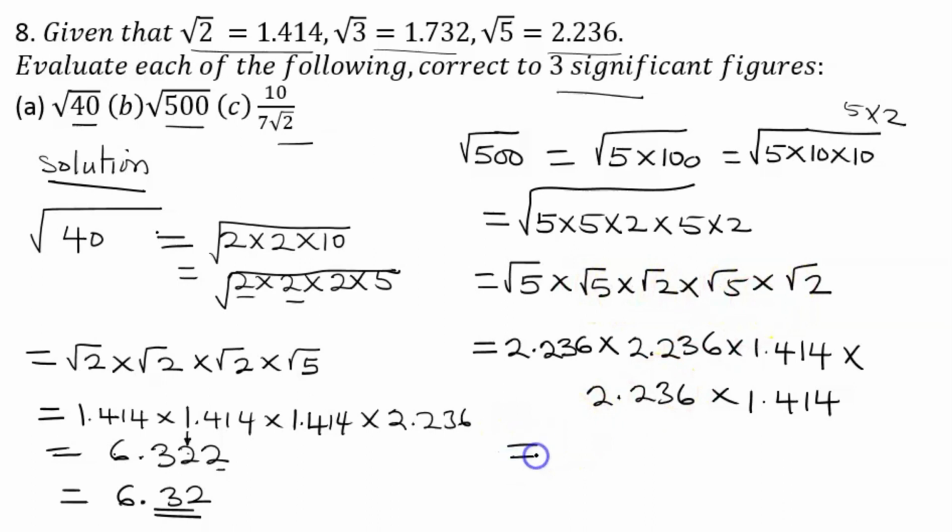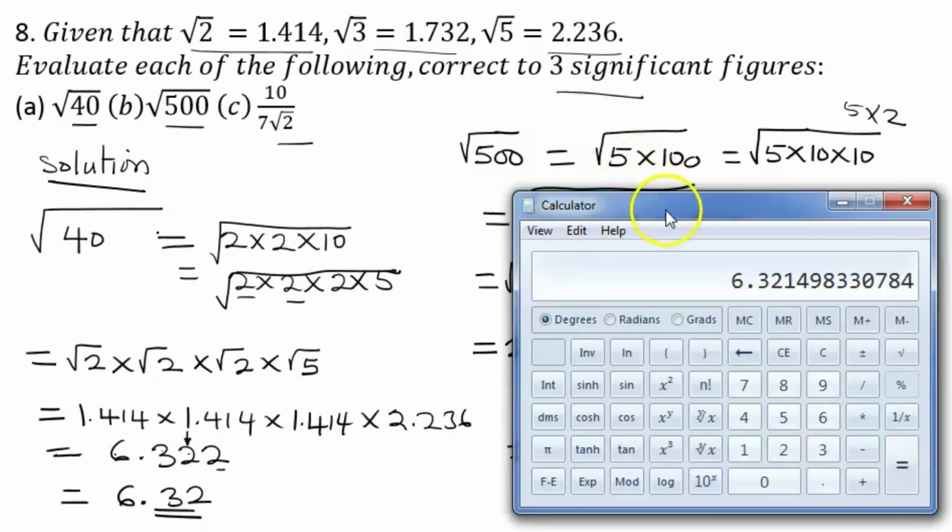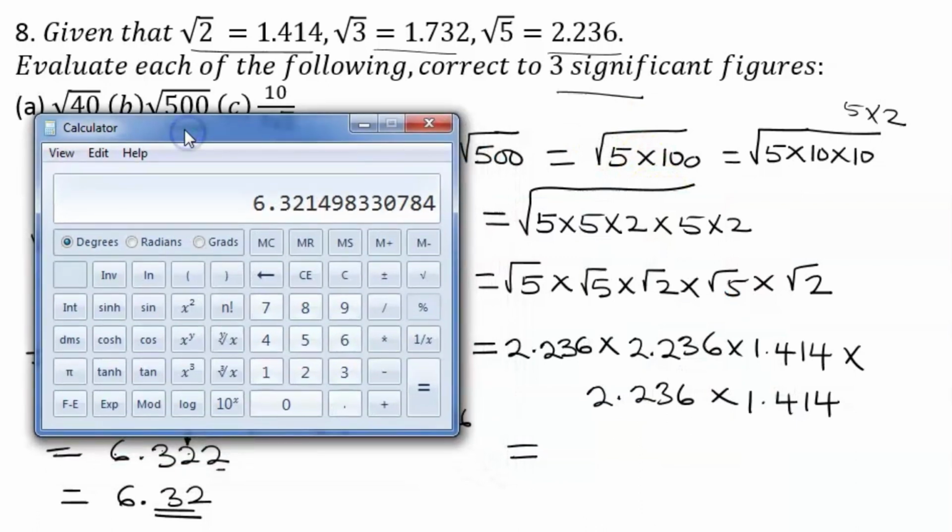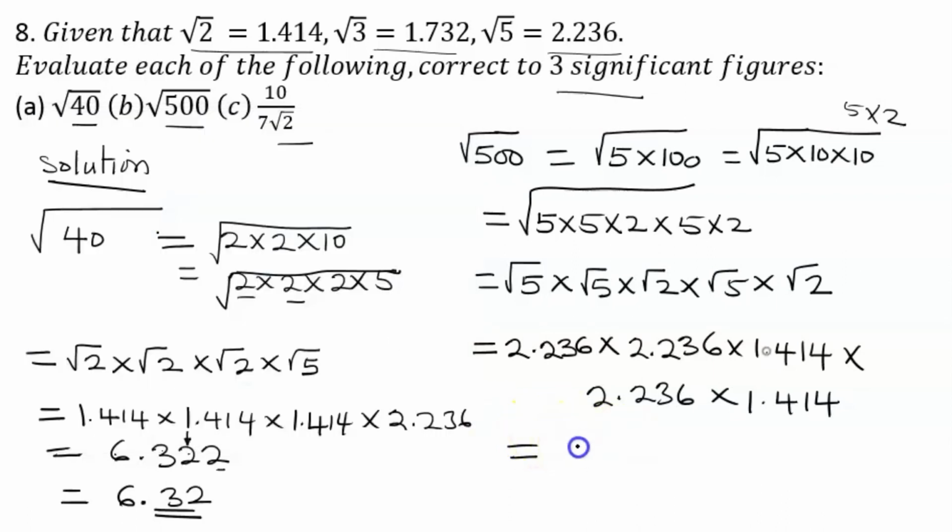All right. So what do we do? Just bring our calculator to quickly express this. All right. So showing our calculator now, we have 2.236 multiplied by 2.236 multiplied by 1.414 multiplied by 2.236 multiplied by 1.414. All right, that is giving us 22.352. So we have 22.352.